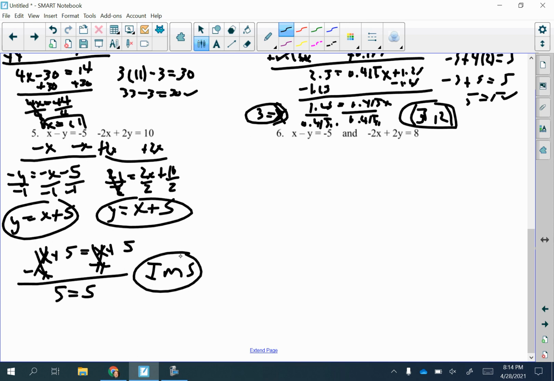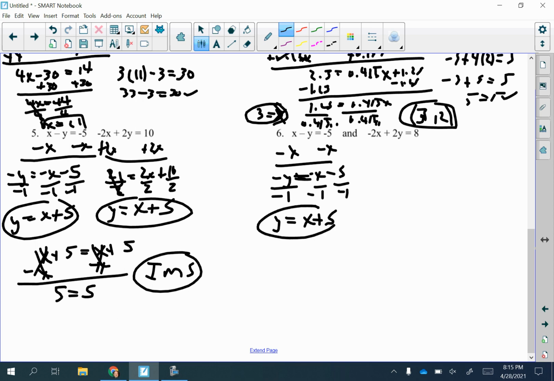Again, I've got two equations. I am going to convert them, right? So they're almost similar to number 5. We did the same equation just to the left over here. So negative y equals negative x minus 5. Divide by negative 1 through all terms: y equals x plus 5.